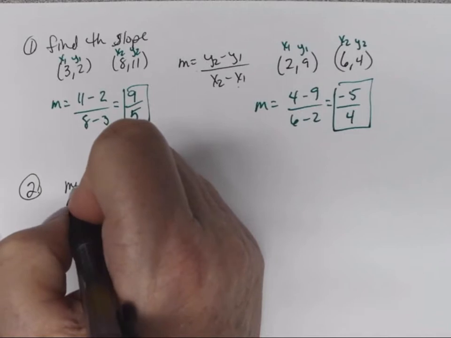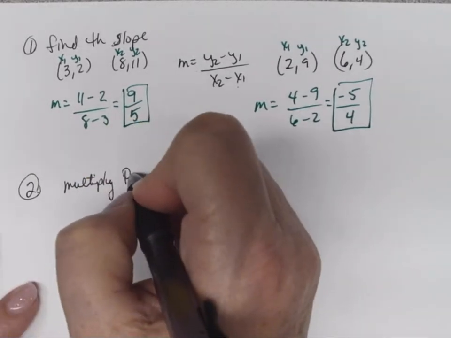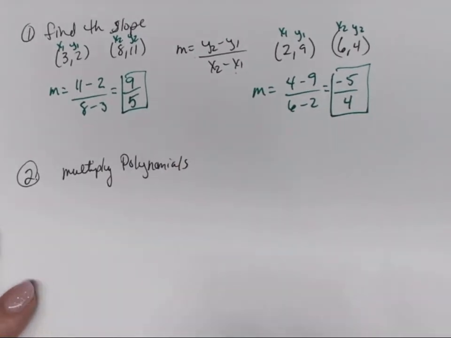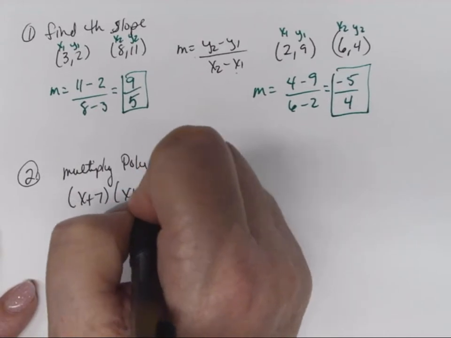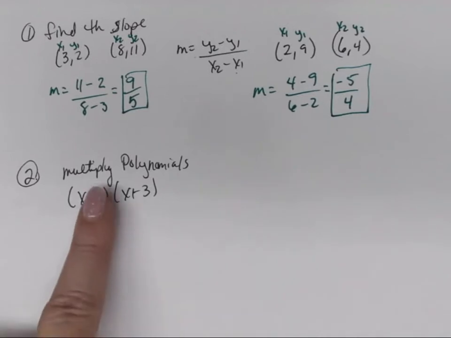All right, let's look at question number 2. Here we are multiplying polynomials. So we're looking at x plus 7 times x plus 3. So x plus 7 times x plus 3, basically you're FOILing.